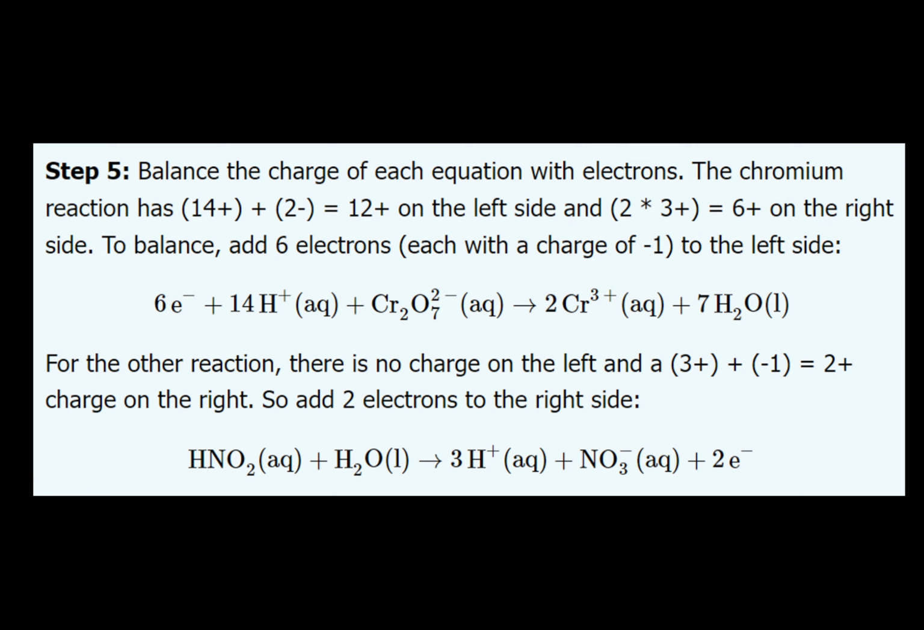All right? So the chromium reaction has 14 plus 2 negative equals 12 plus. That's the charge on that side, the left-hand side. On the right-hand side, we have plus 6. So on one side we have the 12 plus, and on the right side we have 6 plus. To balance, we add 6 electrons to the left side.